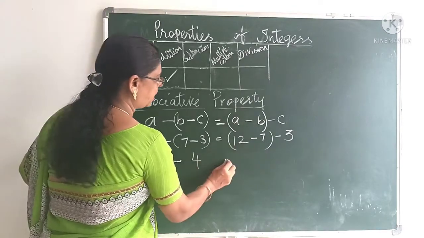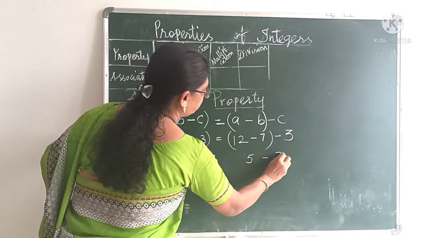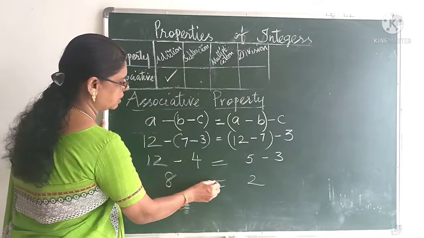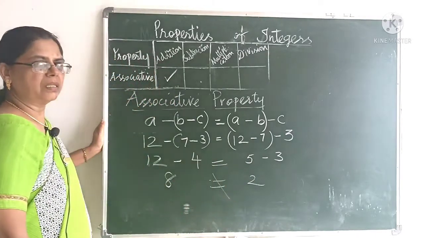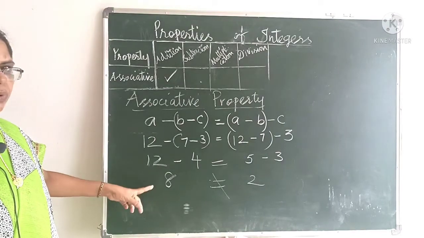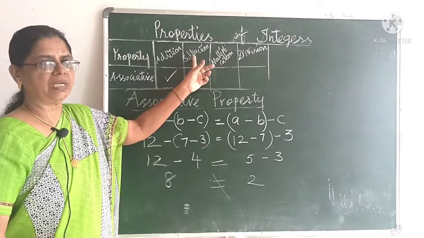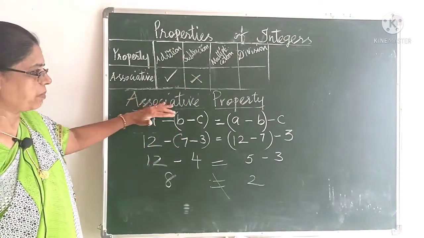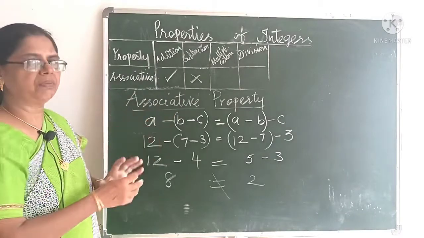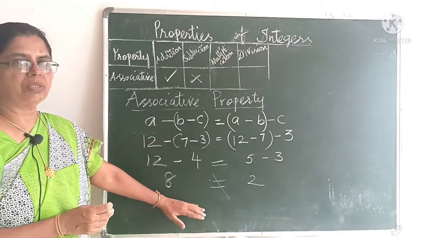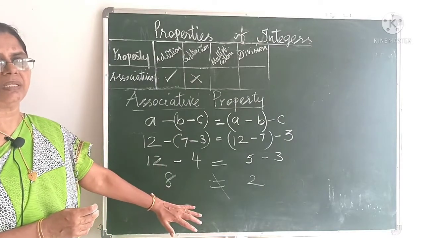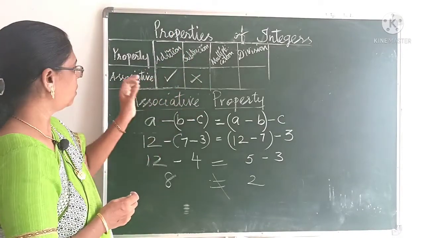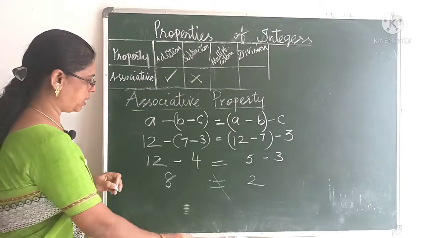This side. 12 minus 7 is 5. 5 minus 3 is 2. So both the answers are not same. They are not equal. Therefore we say subtraction of integers does not hold associative property. In subtraction, if we change the grouping of the numbers, the answer also changes. The answer does not remain the same.